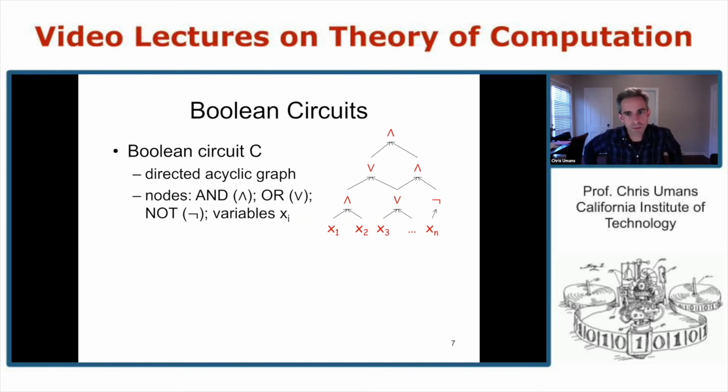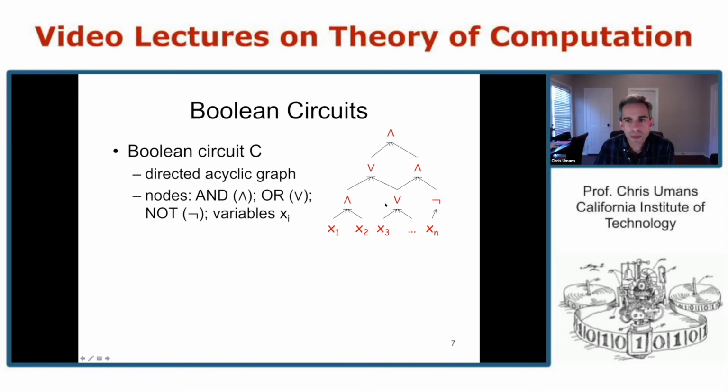I promised I would remind you what a circuit is, just so that we know what we're working with. So a Boolean circuit C officially is a directed acyclic graph. In the picture I've indicated the nodes. Each node is labeled with an AND, an OR, a NOT, or with one of the variables. And here's a little picture of one over here.